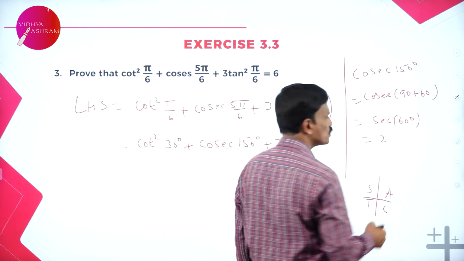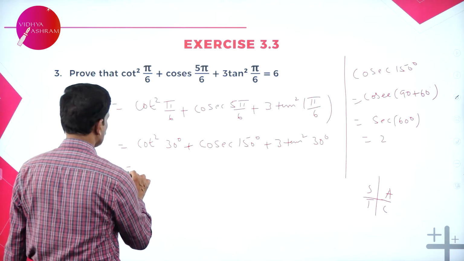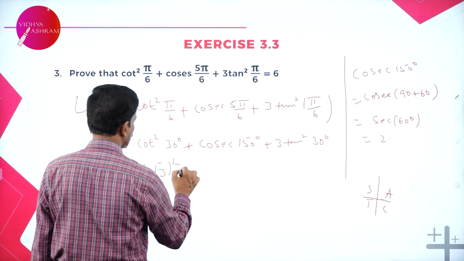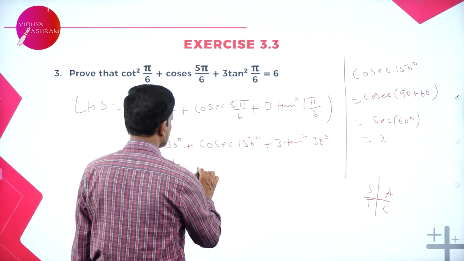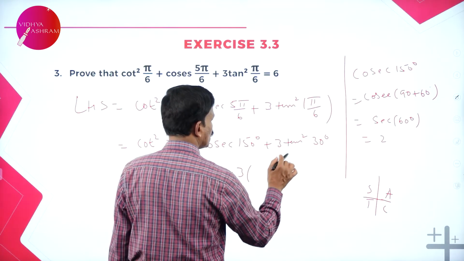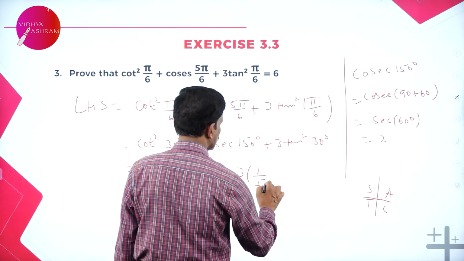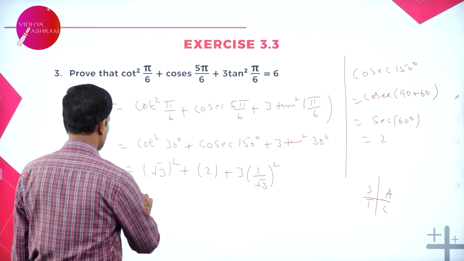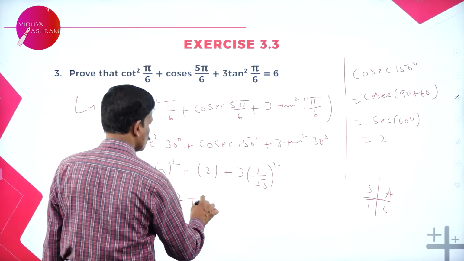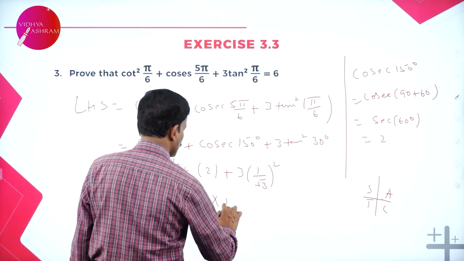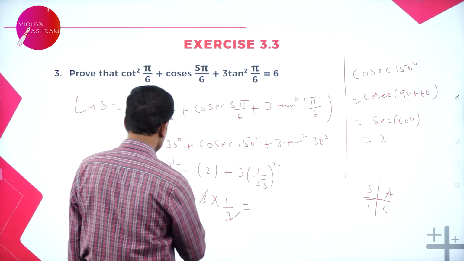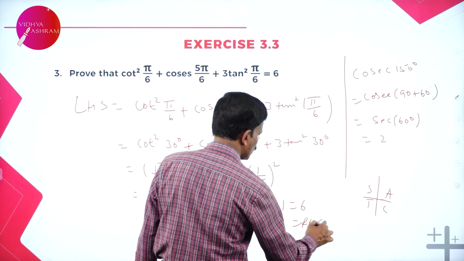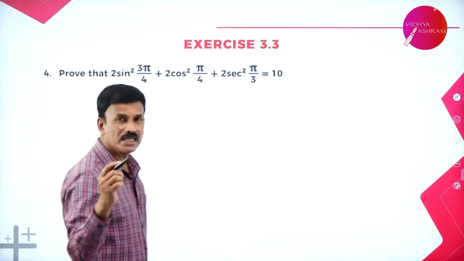That's it. Substitute here. So the given equation: cot 30 is root 3 whole square, plus cosecant 150 is 2, plus 3 into tan 30. Tan 30 is 1 by root 3 whole square. Okay. Now simplify this. Root 3 square is 3, plus 2, plus 3 into 1 by 3. 3 gets cancelled. 3 plus 2 is 5 plus 1. That's equal to 6, which is the required RHS. That's it. Now let us come to the next problem.